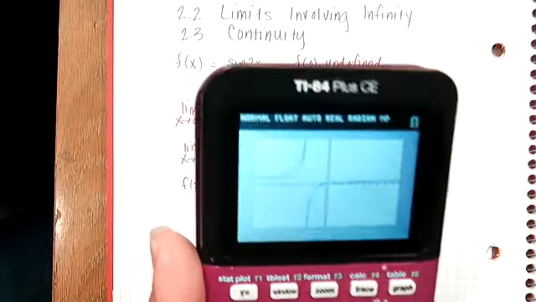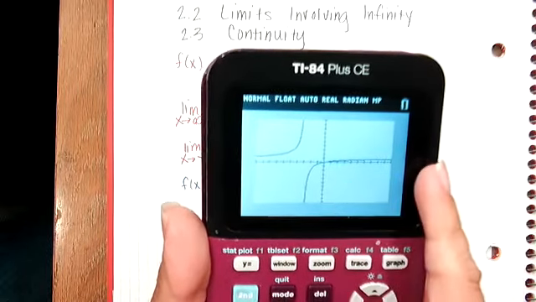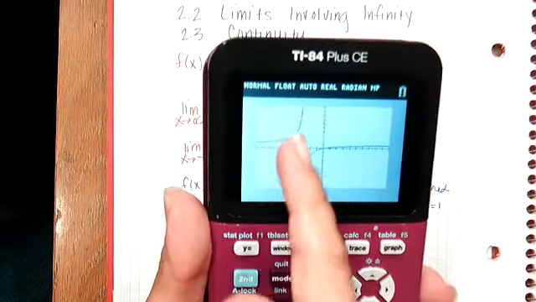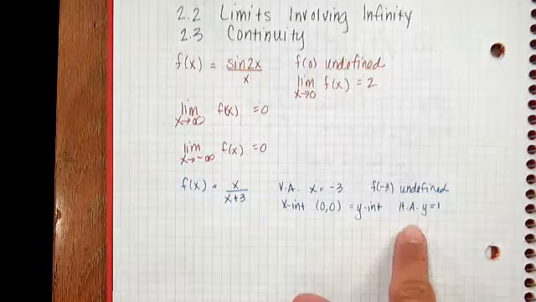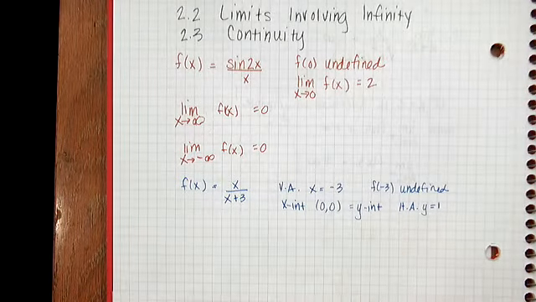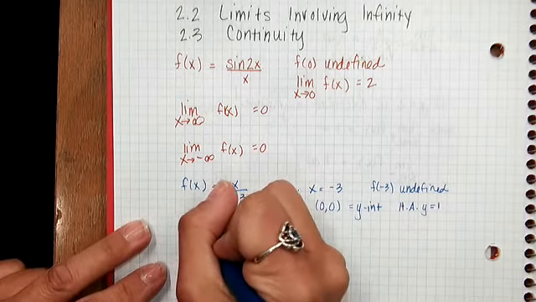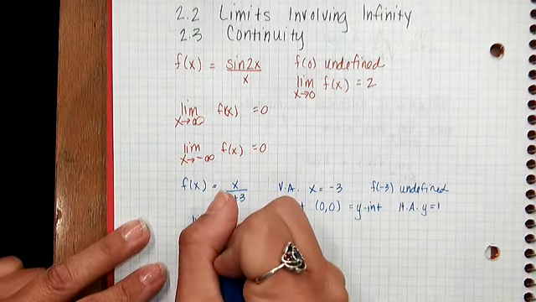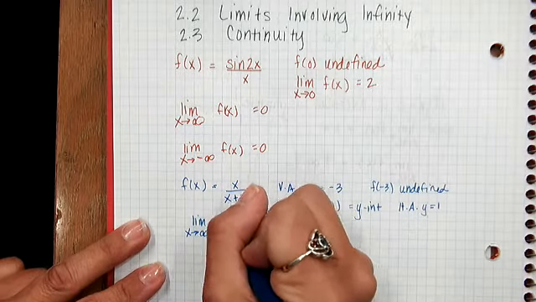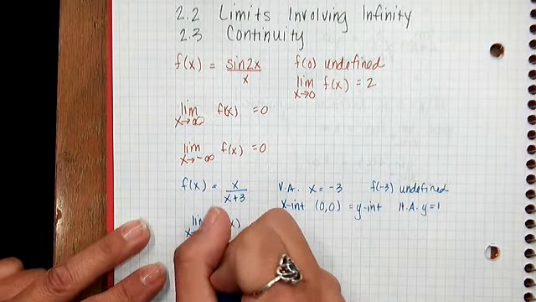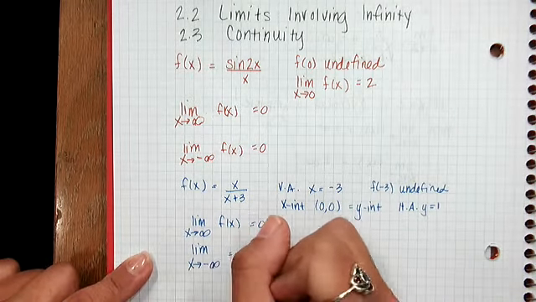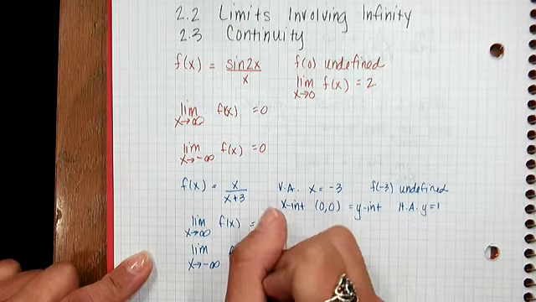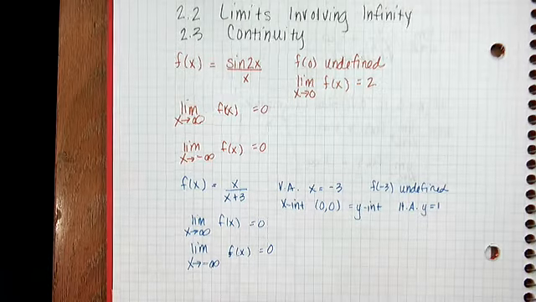Plug it into your calculator, do a Zoom 6, and here you go. So it appears that as x approaches infinity, y is approaching 0. And as x approaches -infinity, y is approaching 0. Guess what? We already knew that based on our horizontal asymptote. So the limit of this function as x approaches infinity is equal to 0. And the limit as x approaches -infinity is also equal to 0.